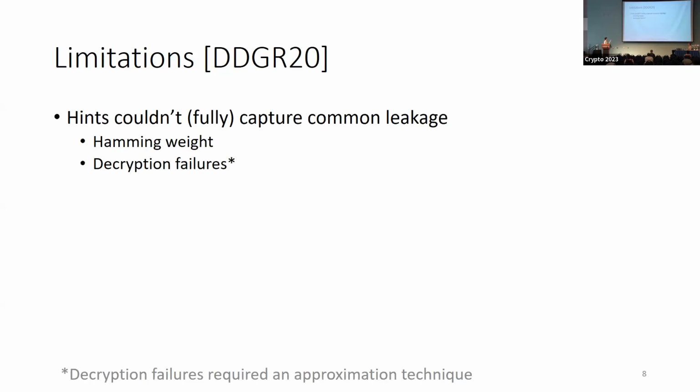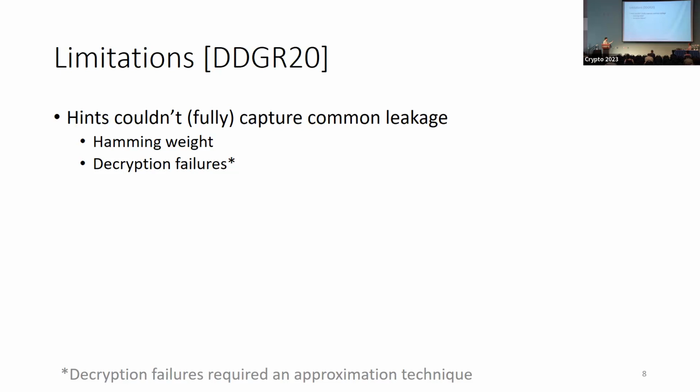But there are some limitations with these four hints. These hints can't fully capture common leakage scenarios. There are things like Hamming weight, and measurements where you're saying, I know my value is above 0, for example, or less than 0, but you're not exactly sure. And also possibly integrating decryption failures, which is another mode of leaking information when deploying KEM schemes.